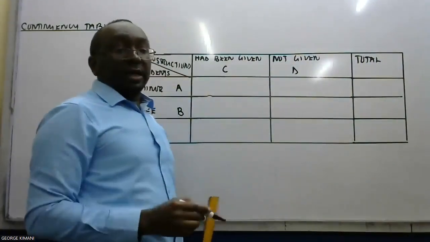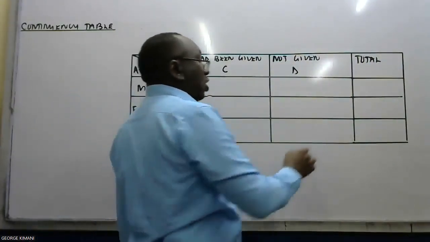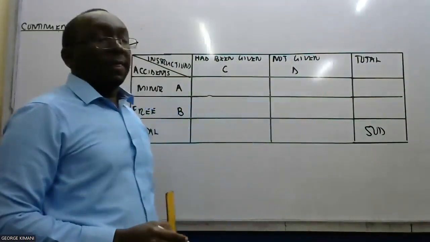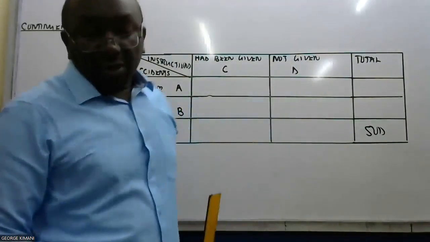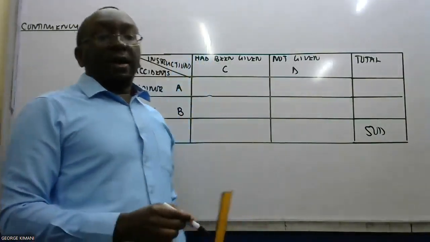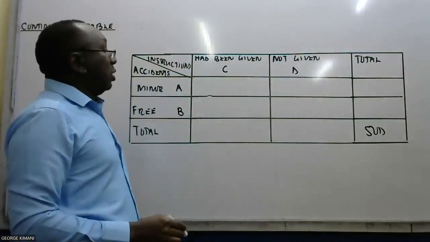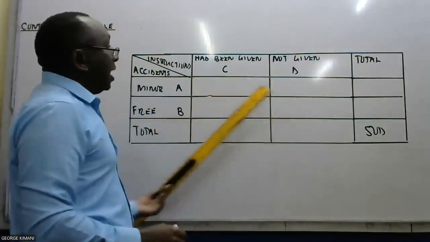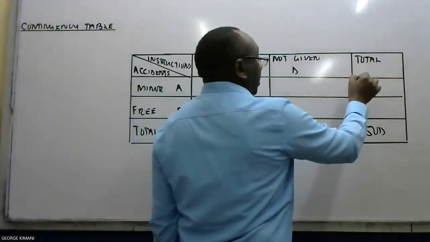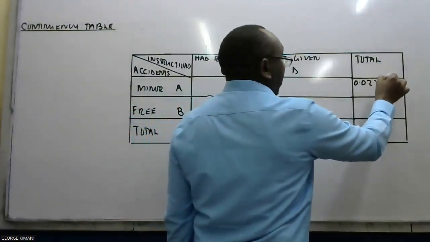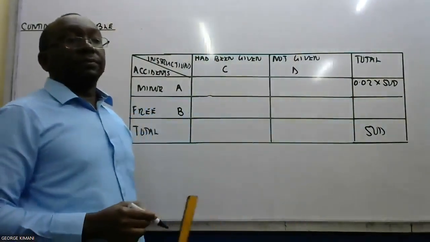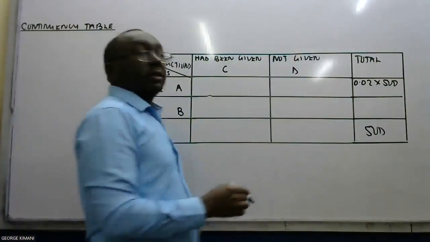Now the question says that all the persons were 500. And then we are told 2% of all the employees had a minor accident. So those who had the minor accident, their total is 2%. So you get 2% of 500. Tell me what that is. It is 10.